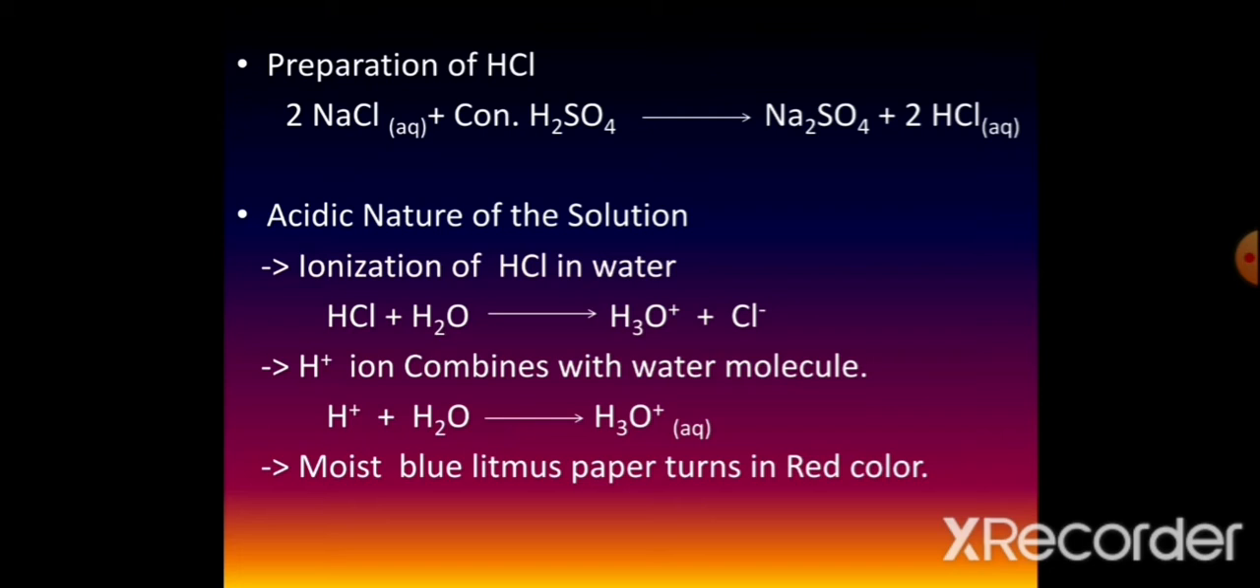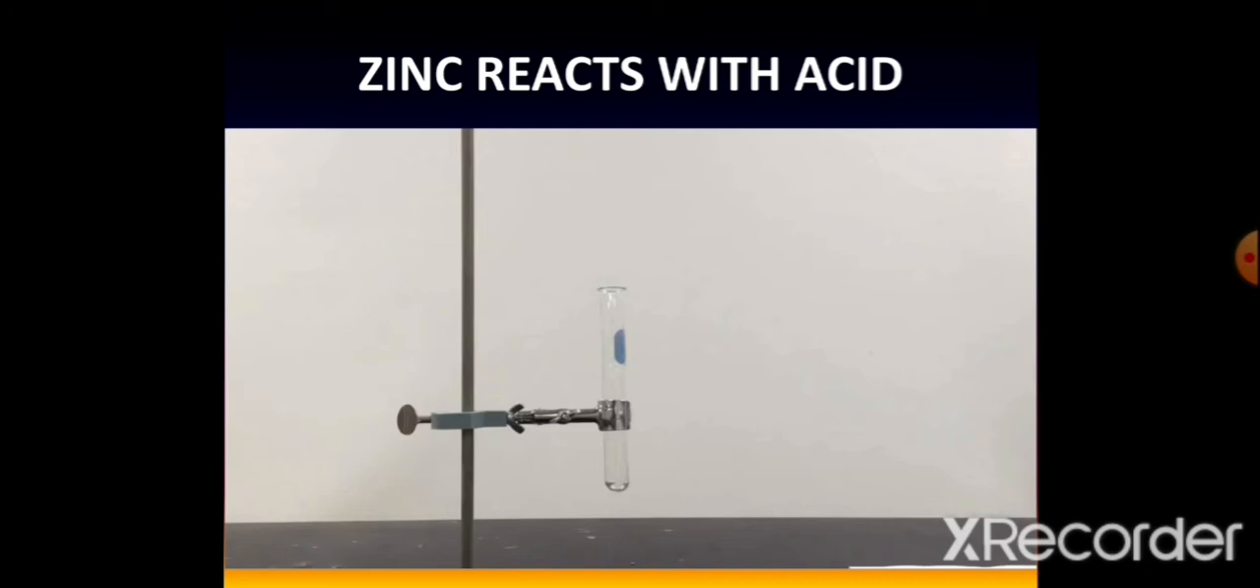The positively charged hydrogen ion cannot exist alone. It exists after combining with a water molecule. Thus, it readily combines with a water molecule and forms the hydronium ion. These hydronium ions show the acidic nature that turns blue litmus paper red. Let us do some more activities to understand the chemical properties of acids and bases.